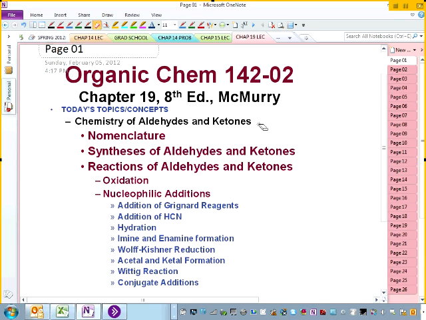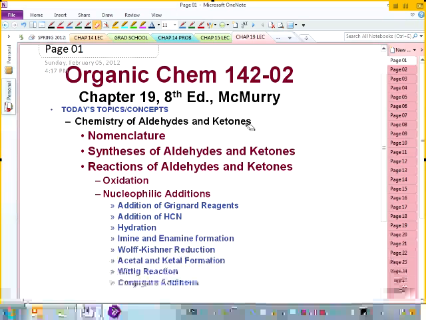In today's session, we are going to continue our discussion of the chemistry of aldehydes and ketones, which is taken from chapter 19 of your book.